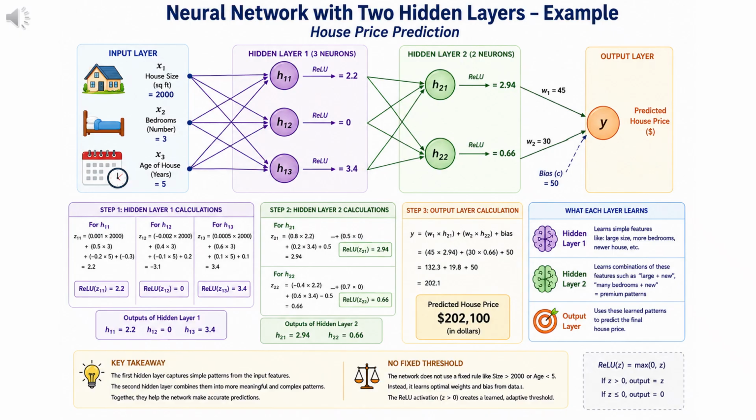This hierarchical learning is what makes deep neural networks so effective for solving complex problems such as image recognition, speech recognition, fraud detection, medical diagnosis, natural language processing, and price prediction.